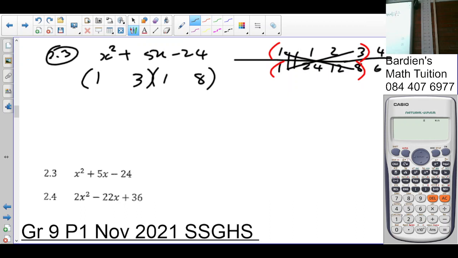X squared, and x and x. What about our signs? Different signs. The bigger one must take the sign of the middle term, which is plus. Okay.